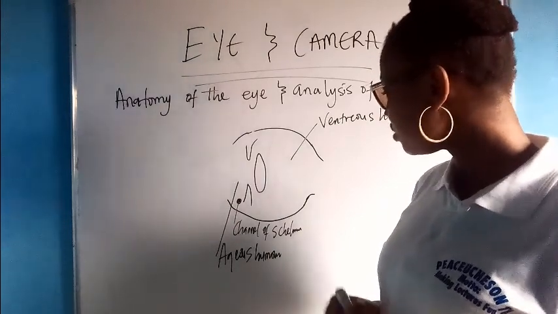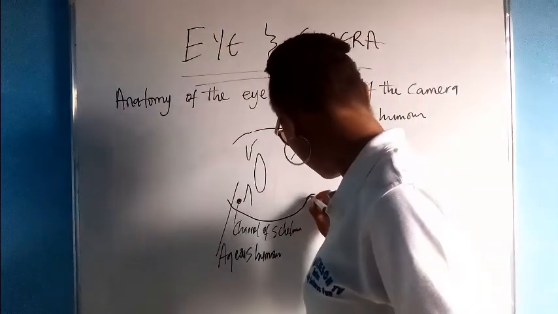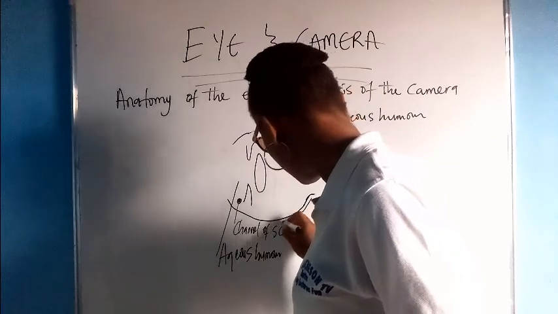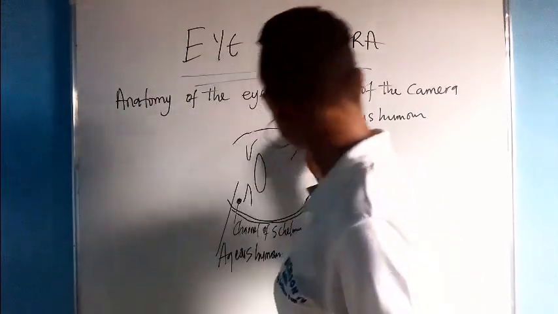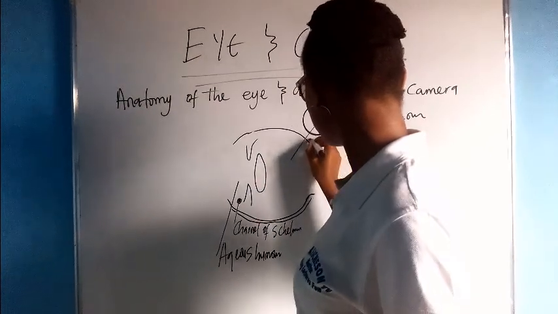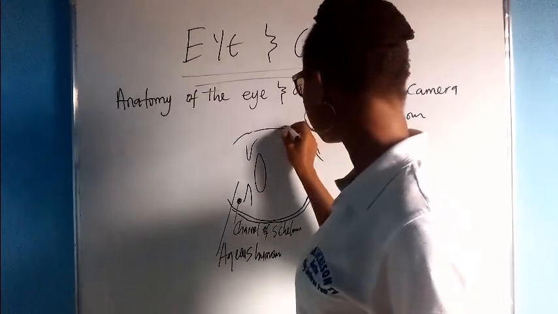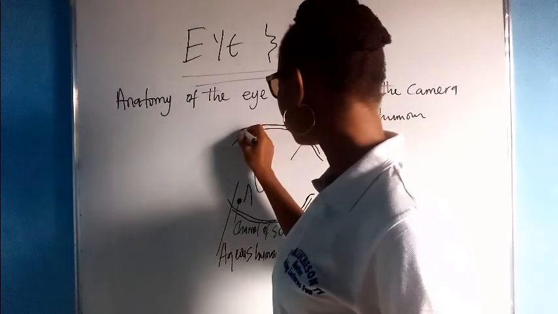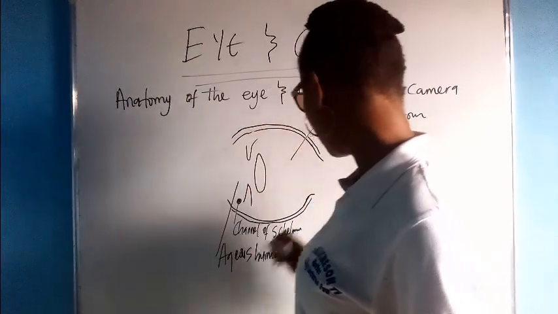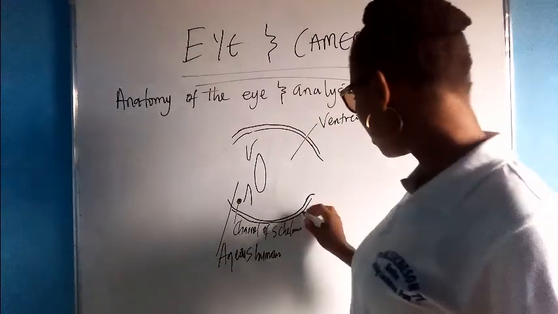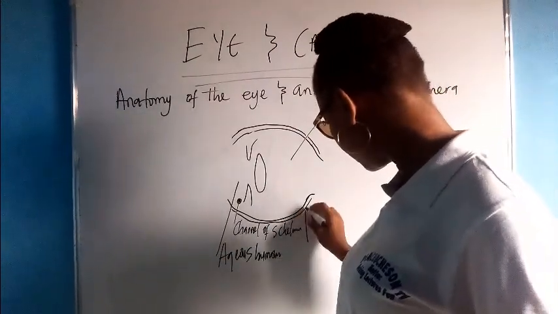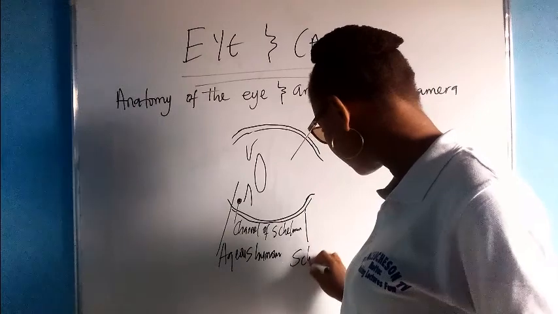Okay, so next we have this here. Can you guess what it is? From the posterior to the lateral aspect of the eye, it is known as the white of the eye. It is called the sclera.